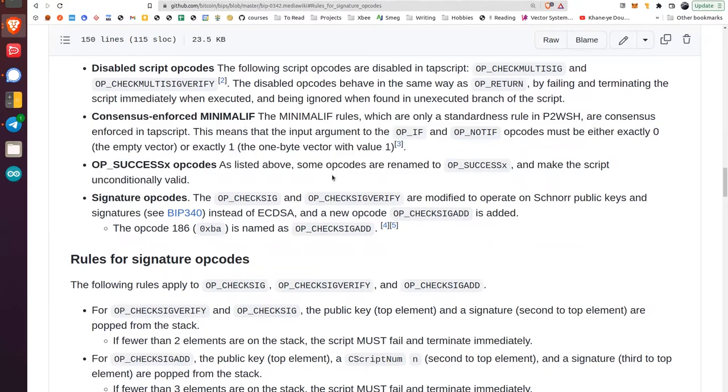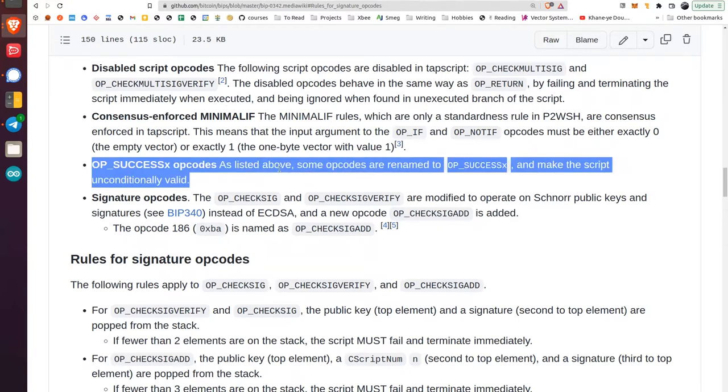Yeah. The success thing is cool. There was a really good summary of this in the Bitdev transcript from Thursday. That was cool. Okay. I'm going to skip over that though.